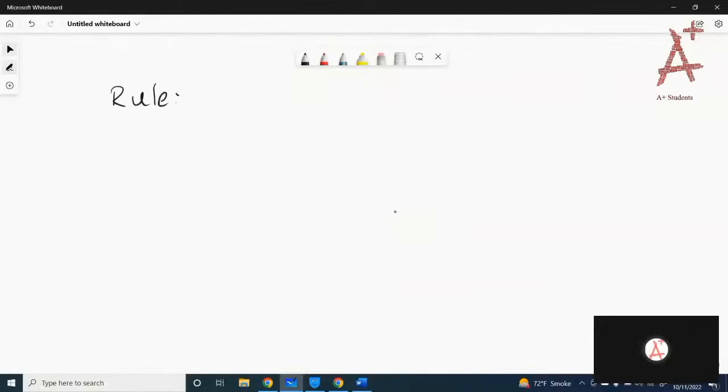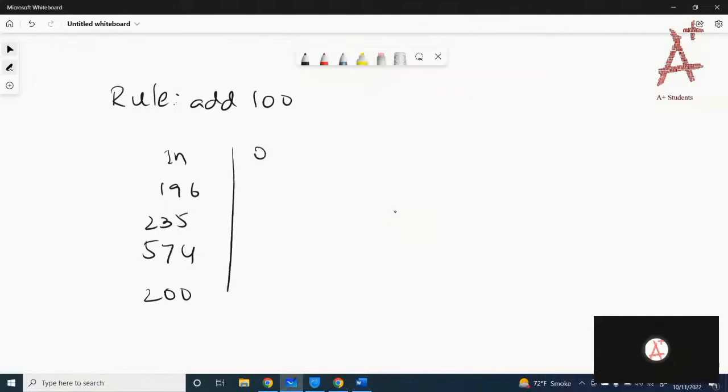Rule is same. Add 100, and the input values are 196, 235, 574, and 200. And the output values are, you have the missing number, and it would be 300.